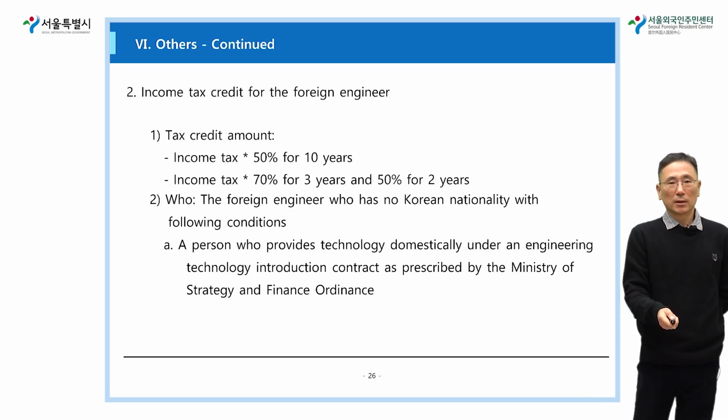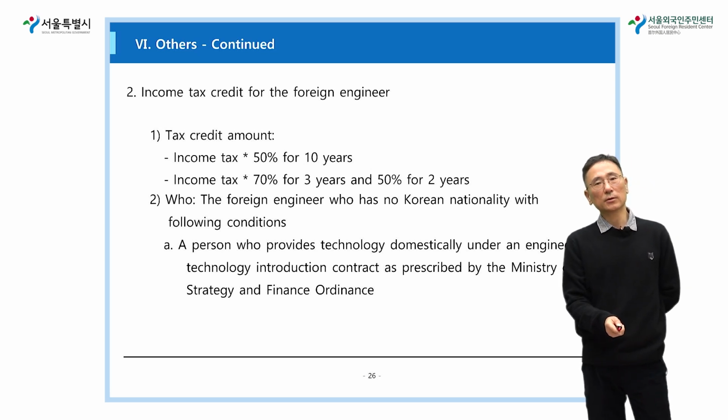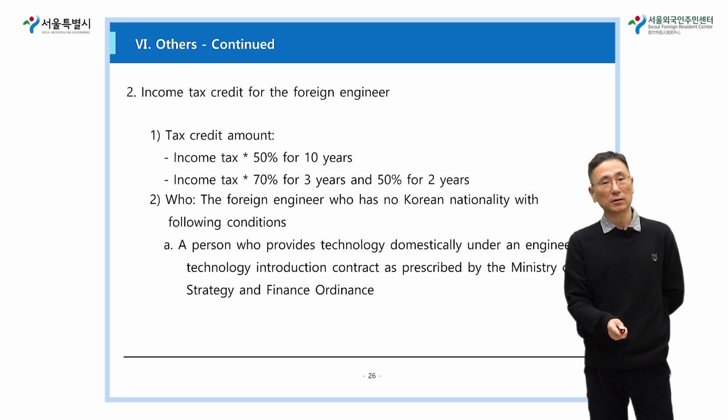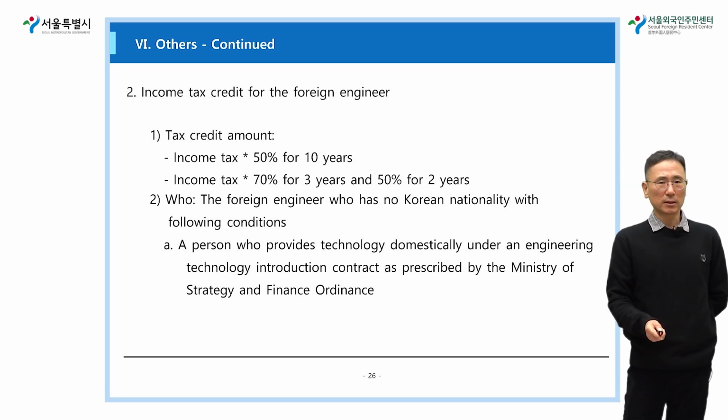Next one. Income tax credit for the foreign engineer. You know, the tax credit amount here is income tax times 50%, half of the income tax for 10 years. Or income tax 70% for 3 years and 50% for 2 years. This is a huge benefit as well. But who can be applicable for this income tax credit? You should be a foreign engineer. And the conditions are very strict. And it's very hard to apply.